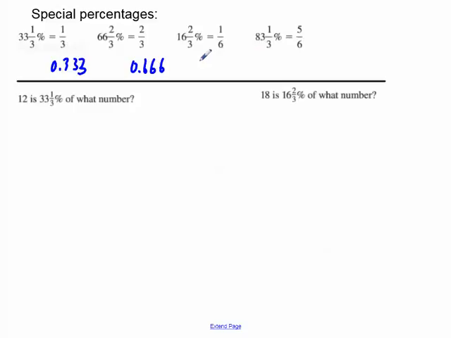So these are all just specials. 1 out of 6 and 5 out of 6 are 16 and 2/3 percent and 83 and 1/3 percent as well. So let's take a look at this and say, 12 is 33 and a third percent of what number?